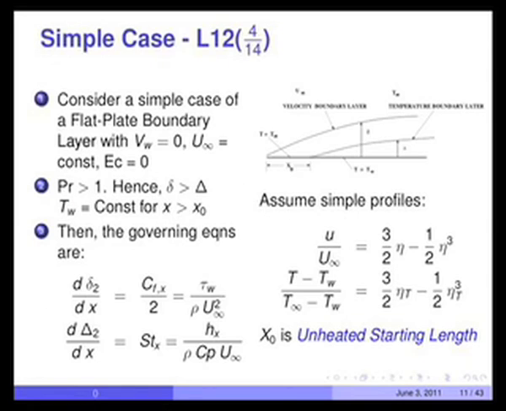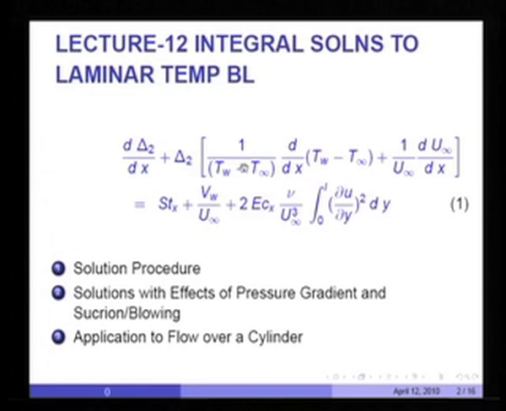So, in order to explain how the procedure works, I am going to consider a very simple case of a flat plate boundary layer. I will ignore wall velocity, Vw equal to 0. Because it is a flat plate boundary layer, u infinity will be a constant and Ec would be equal to 0. In other words, if you see this equation, there is no actual variation of temperature, there is no actual variation of velocity, so that term goes to 0. There is no viscous dissipation considered, nor is this considered.